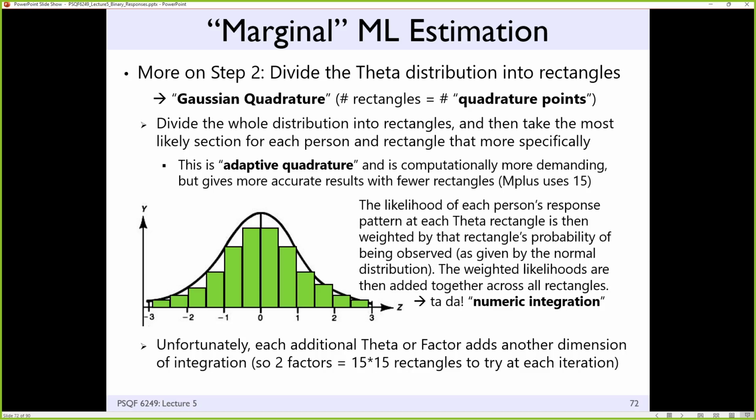The idea of adaptive quadrature means that it goes through this process twice. It first rectangles the entire distribution, and then when it figures out where a section the person is going to be most likely to be, it re-rectangles that section. And this is why estimation becomes problematic when you have multiple thetas, because for each distribution, or each dimension, you'd have your own set of rectangles.